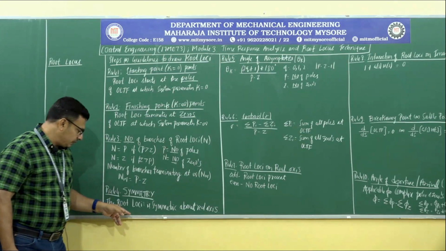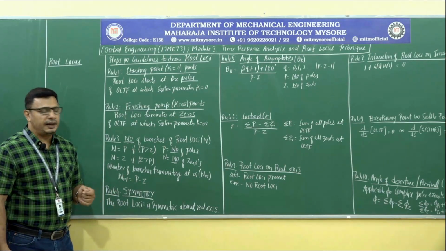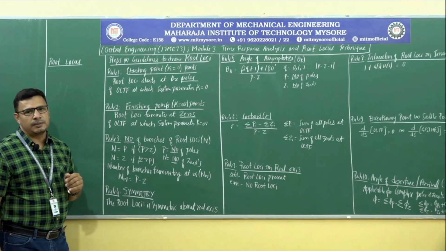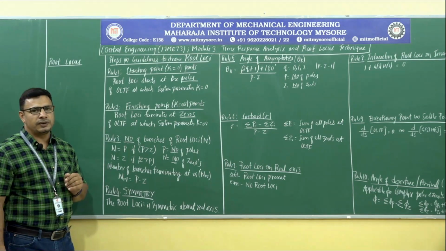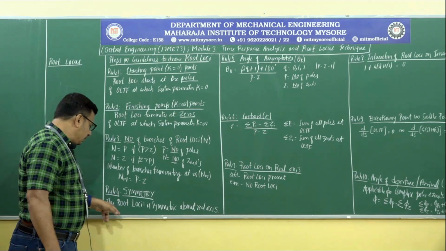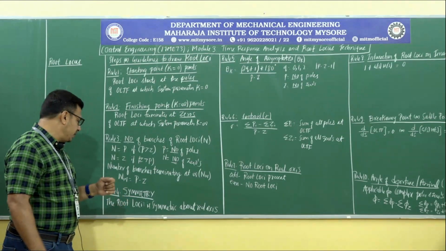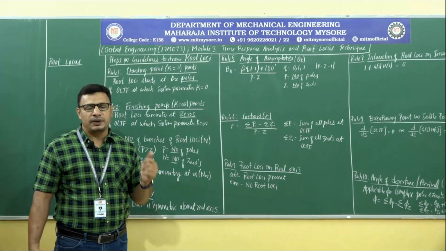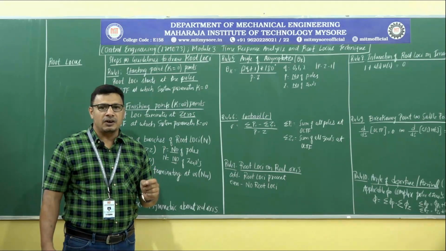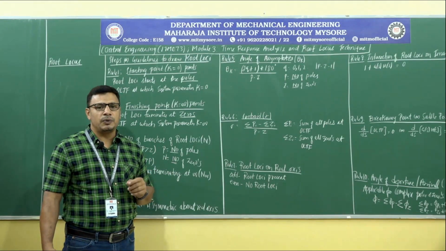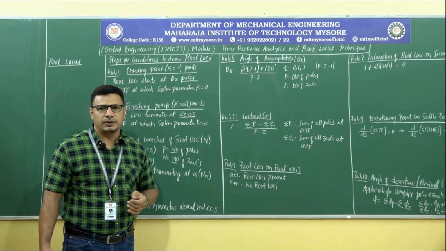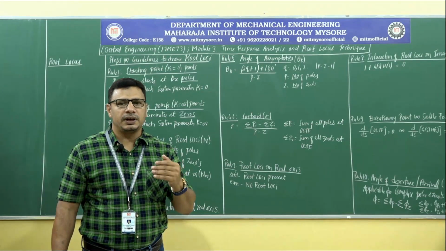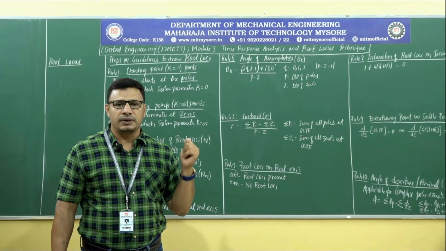Rule number 4 is symmetry. Root loci will normally be symmetric about the axis. What will be the axis of symmetry? If all the poles and zeros of a given open loop transfer function lie on the real axis, then the branches of root loci will be symmetric about the real axis. That is the rule.